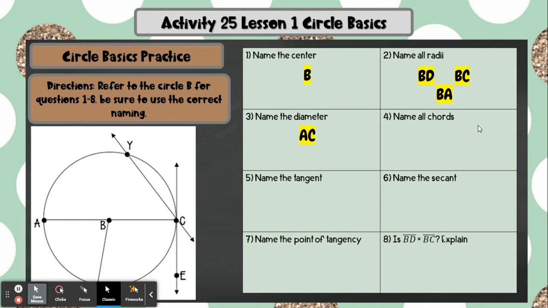Now, this is plural. Name all chords. Remember, a chord is a line that has endpoints on the circle. Okay? Most people get one of them very easy. It's just YC. Name the tangent line. That's where it touches it once. EC. All right, name the secant. If you can find the chord and it extends out, then that's also going to be a secant. So it's also YC.